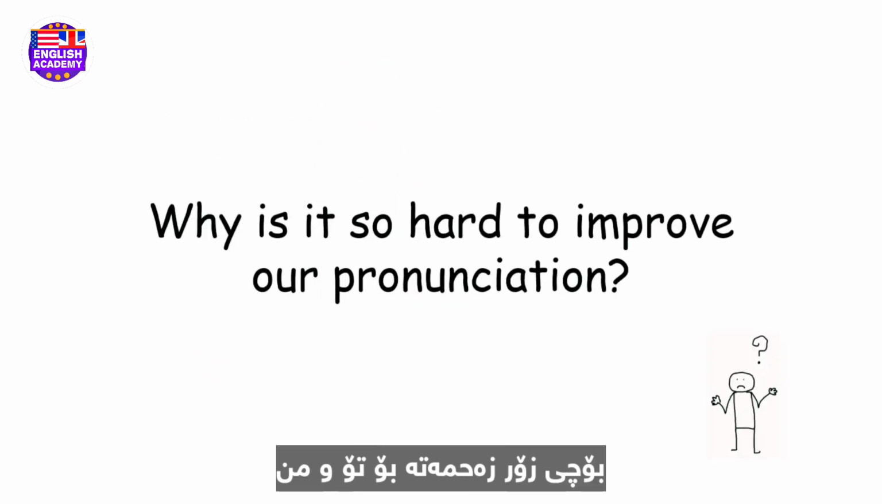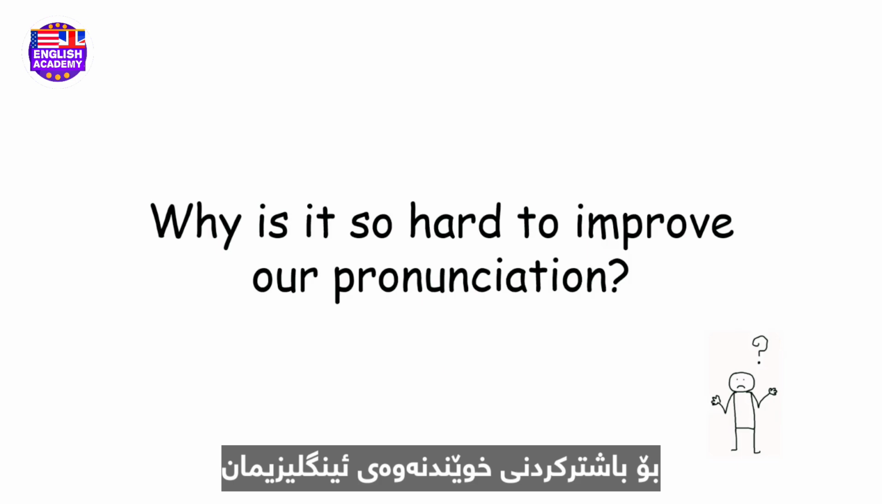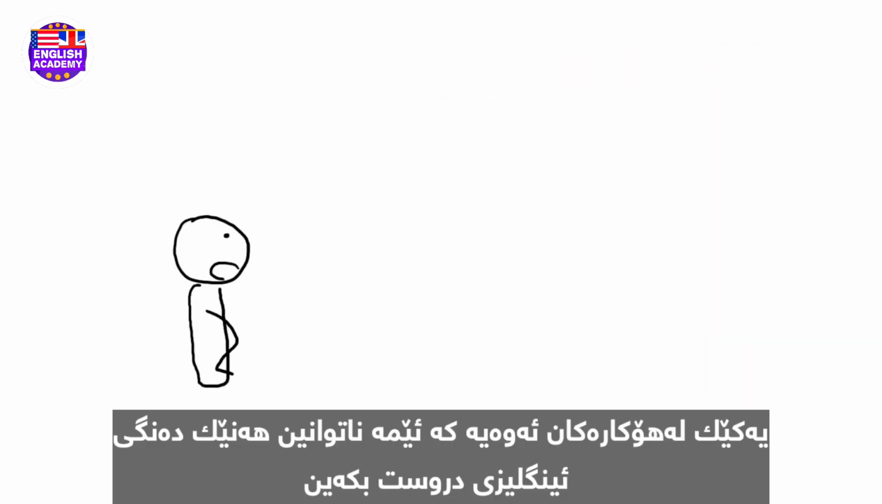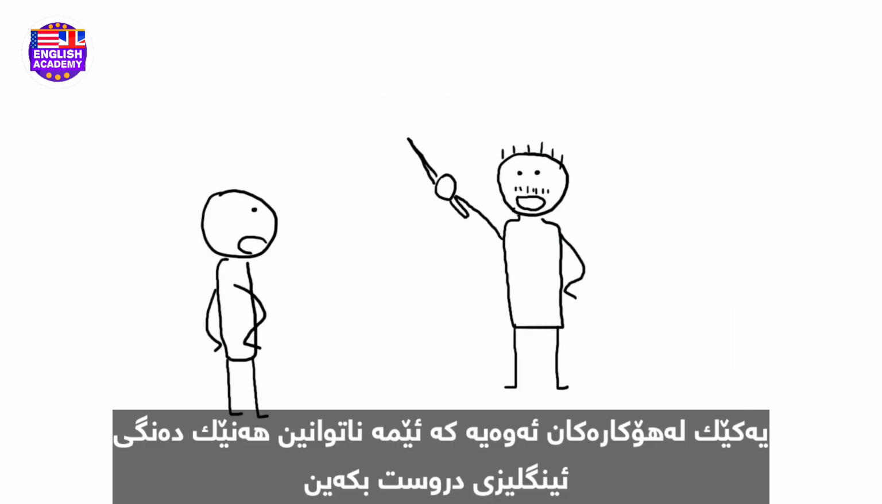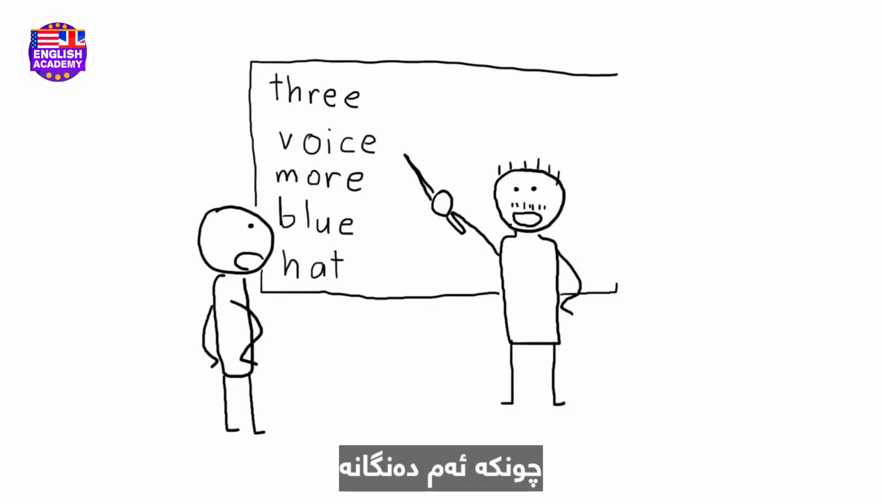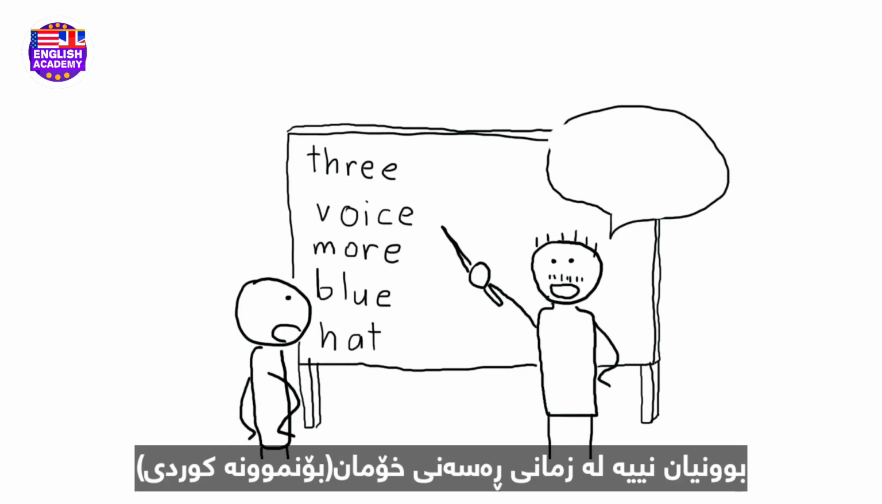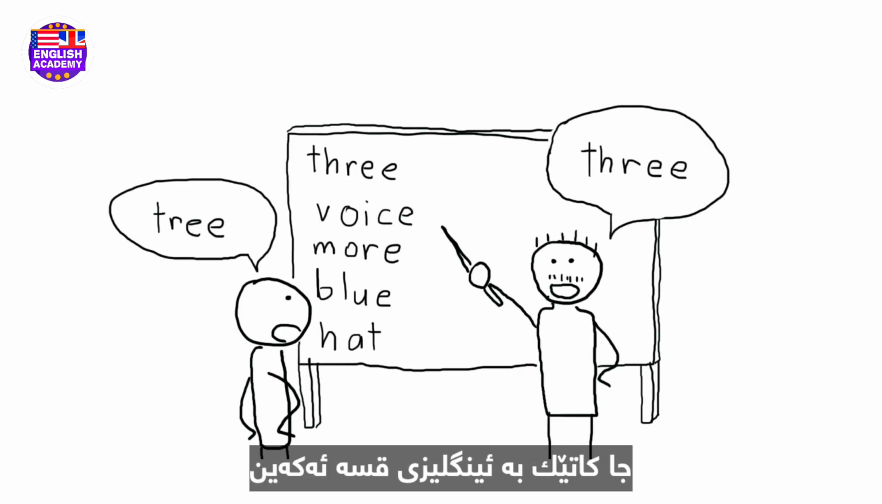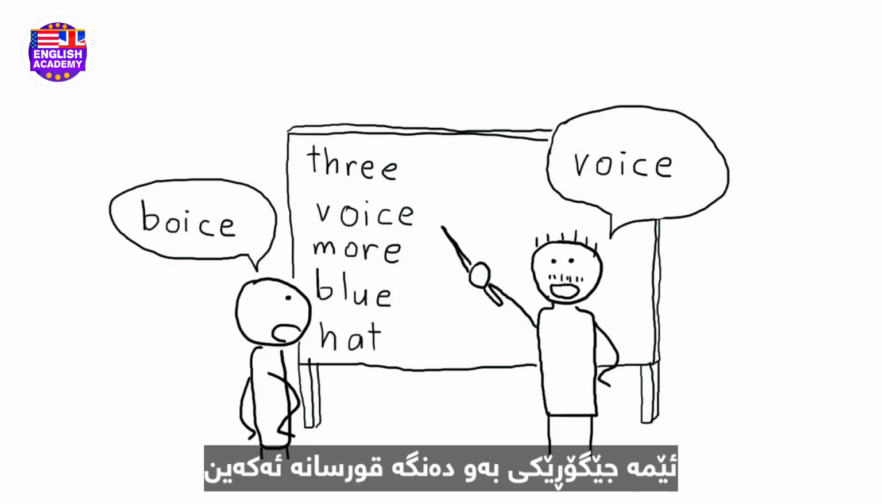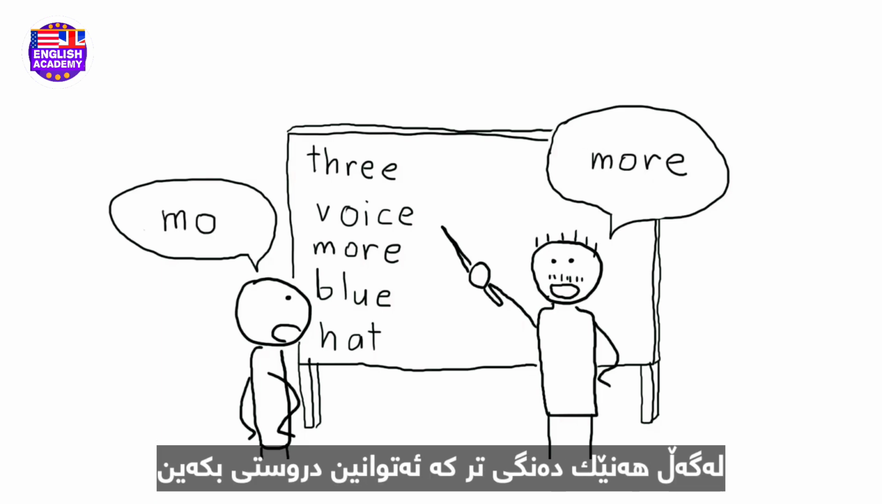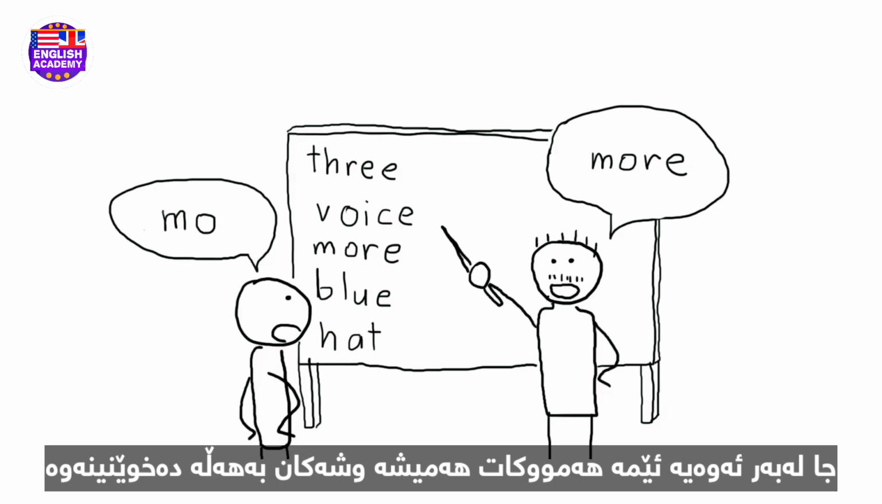First of all, why is it so hard for you and I to improve our English pronunciation? Well, one of the reasons is that we can't make some sounds in English because those sounds are not present in our native languages. So when we speak English, we replace those difficult sounds with some other sounds that we can make. And that's why we mispronounce words all the time.